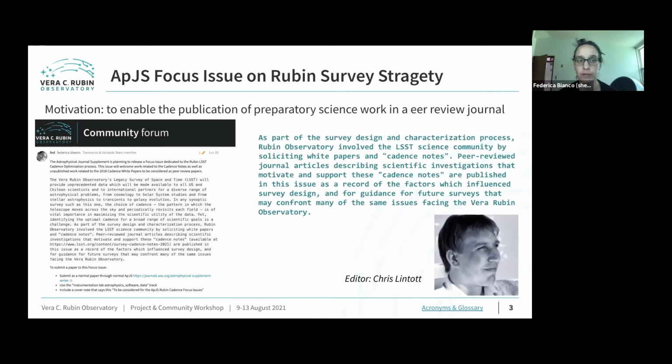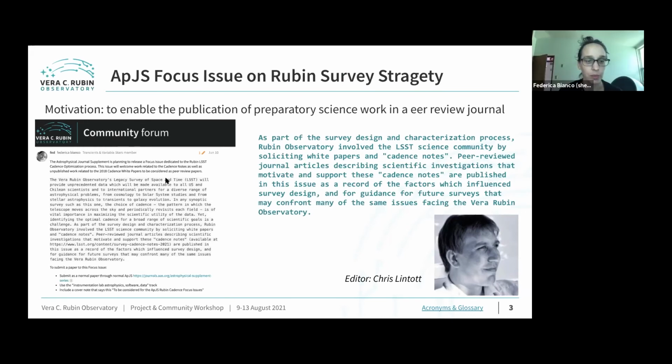When we have tried to publish things like science collaboration roadmaps and other preparatory work towards Rubin in the past, there's always been a hurdle, because these are not science results per se, and journals are set up to accept science results and less so preparatory science work. So the idea of a focus issue on survey strategy is to overcome this hurdle based on scope. We partner with the AAS journals, and particularly with Chris Lintott, who will be the editor of this focus issue, and who I think is online.